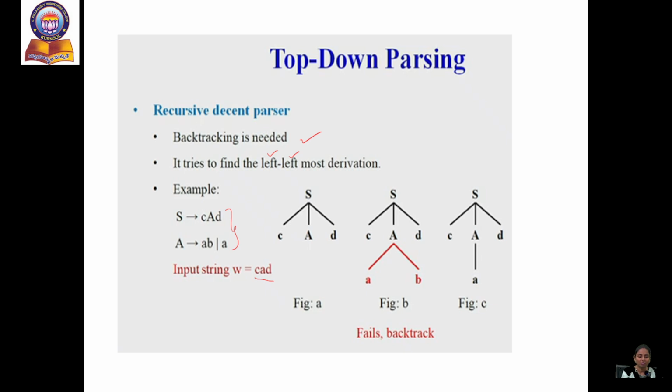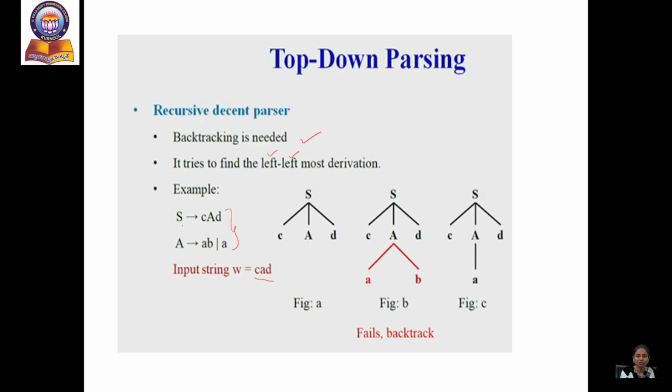First we'll start with the initial state. S is the initial state and S derives only one production, that is S derives CAD. So I'm going to start the construction of a parse tree by following the top-down parsing. Top-down parsing is nothing but starting with the root node and reaching the input string. So I'll start with the initial state, that is S. S derives CAD. Now C is a terminal and D is a terminal.